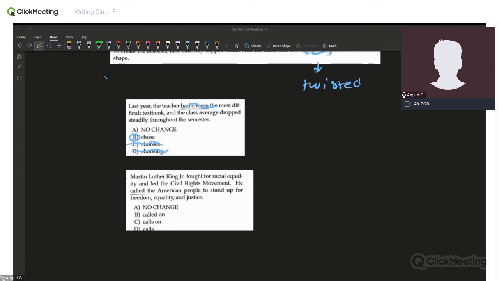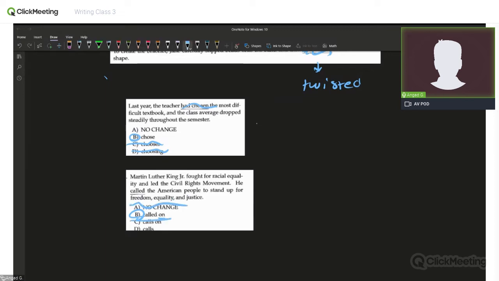Maria, that is incorrect. The answer to this is B. Reason being that when we have called the American people to stand, we need the idiom "on," because when we say "called on," it means to demand someone to do something, right? So he called on the American people to stand up for freedom, equality, and justice, and that's a correct idiom. We don't have "he called the American people."